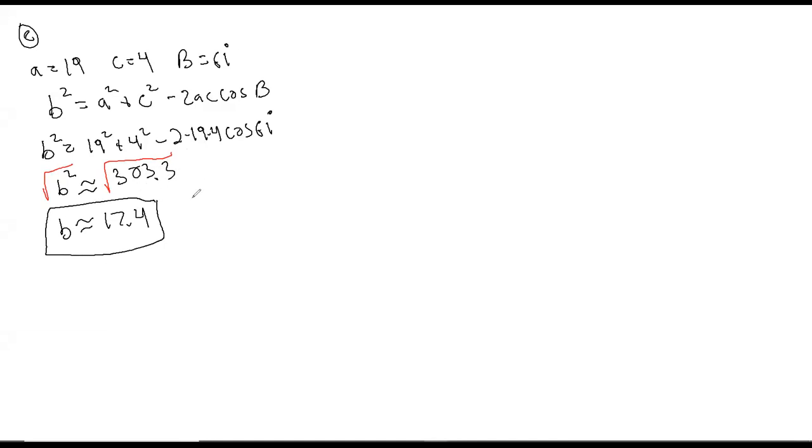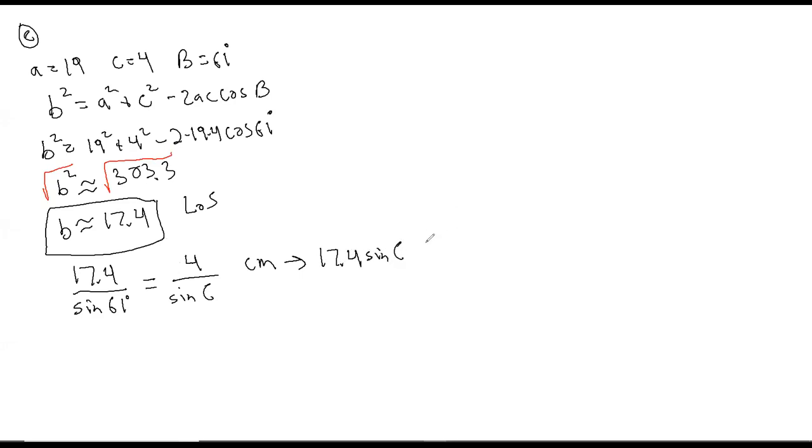Okay. Now we can use law of sines because we have a pair completed. We have the B's completed. So with the B's completed, that's 17.4 over the sine of angle B, which is 61 degrees. And I'm going to go after the C this time. So equals 4 over sine of angle C. So let's cross multiply this. And we'll get 17.4 times the sine of C equals 4 times the sine of 61 degrees.